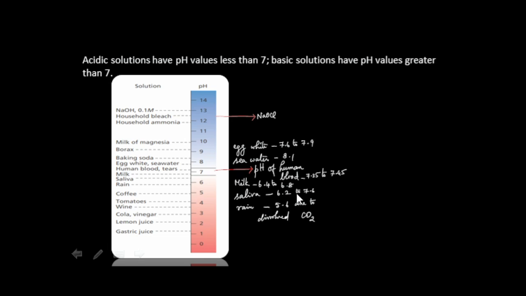Saliva is slightly acidic. Rainwater is slightly acidic, because of the dissolved carbon dioxide. And you can see in the picture, tomatoes have acids present. Tomato, wine, cola, vinegar, lemon juice, gastric juice, these are all acidic, with low pH values. Okay, this is simply for your understanding.